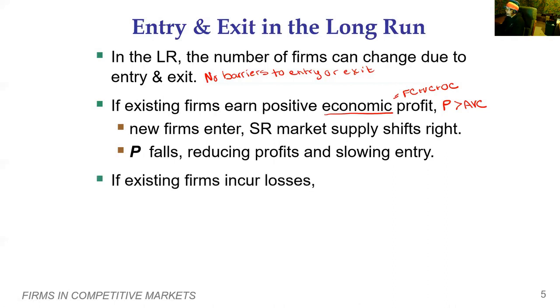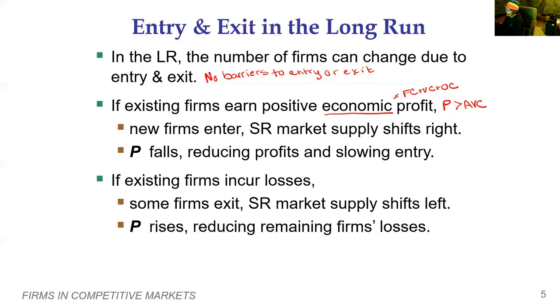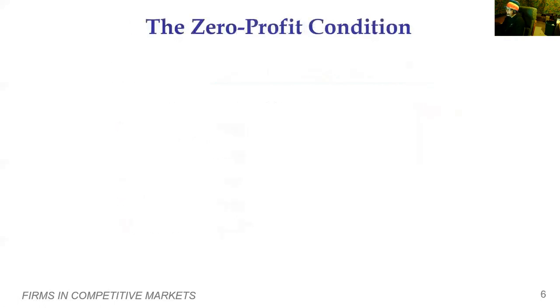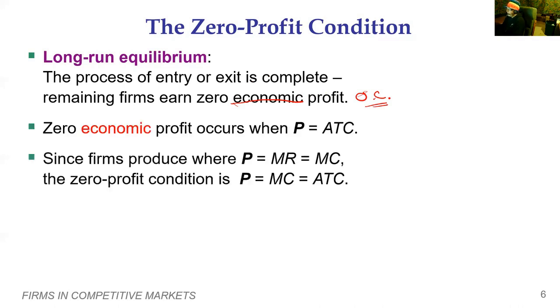If there are losses, then firms will exit the market, some may shut down, and the short run supply curve will shift to the left. Price will decrease, and everyone will have less profit. So when does that downward spiral or upward spiral stop? It stops when the entry and exit is complete, when remaining firms earn zero economic profit. Now remember, that includes opportunity cost. Okay, so that's kind of an important idea to look at.